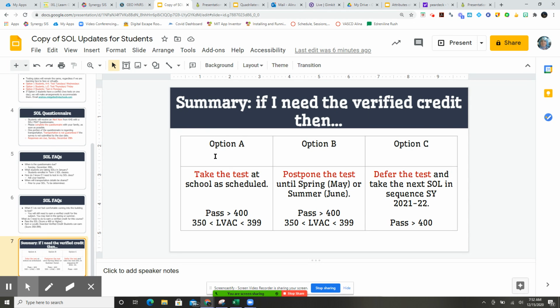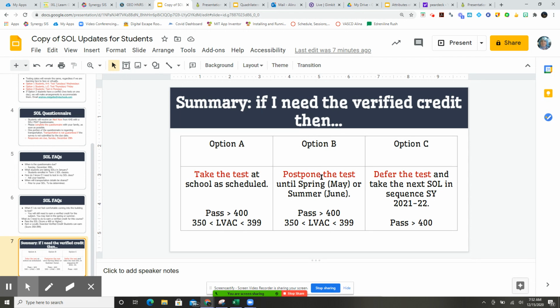So again, if you're a ninth grader and you feel comfortable coming into school, the best option is to come in during your test date that's on the calendar and take the test on that day because the material is going to be freshest in your head. If you don't feel comfortable coming into the school in January, you do not have to. Do not feel pressured to do that. Have a serious conversation with your family and your parents, okay? Option B is to postpone the test.